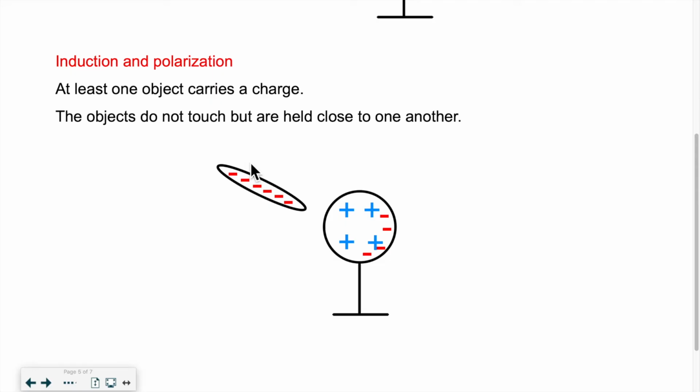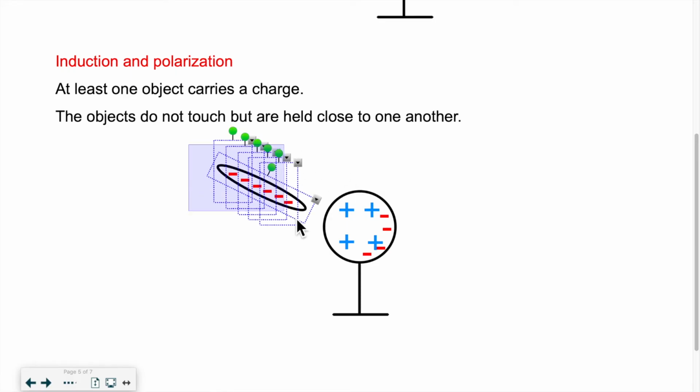So induction, because I'm bringing an object with a charge closer, forces the electrons to move away and creates poles, a positive and a negative pole, which we call polarization. So the induction part, bringing the object closer, caused the polarization, which is causing the movement of electrons away from my negative rod. So they go together.